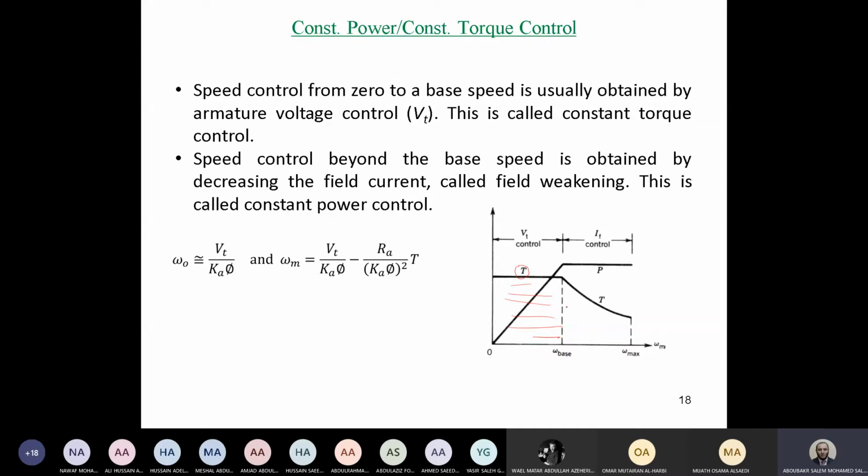And when the speed is higher than the base speed, it's better to make the control to keep the power constant. You can use now field control. However, you have to check the power. The power has to be constant. For that, the torque will be reduced like that by increasing the speed. So this is the best way to control the DC motors.